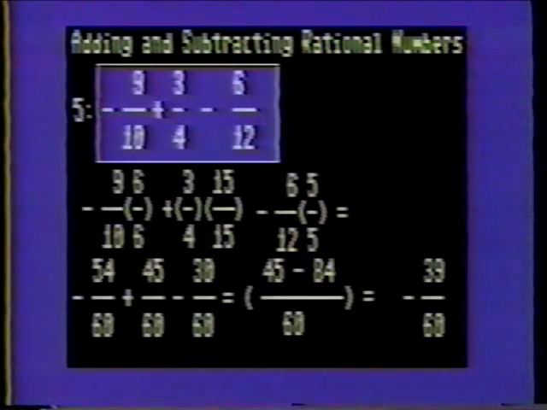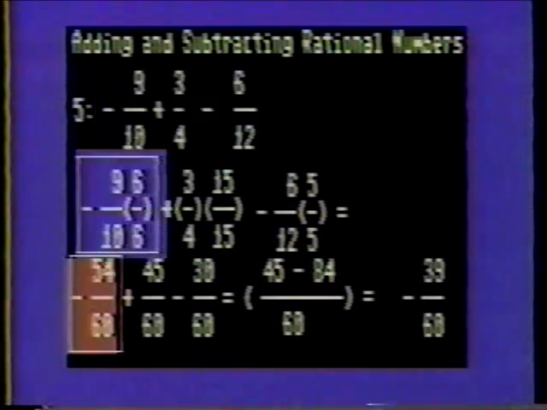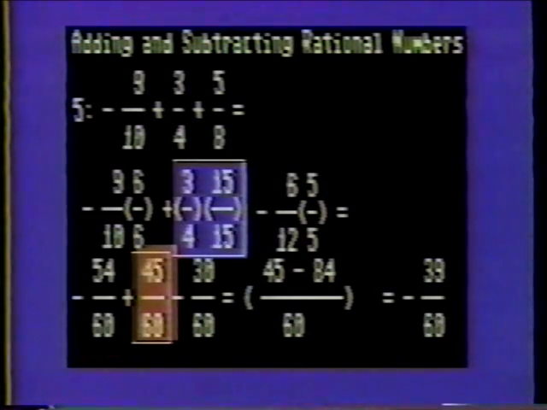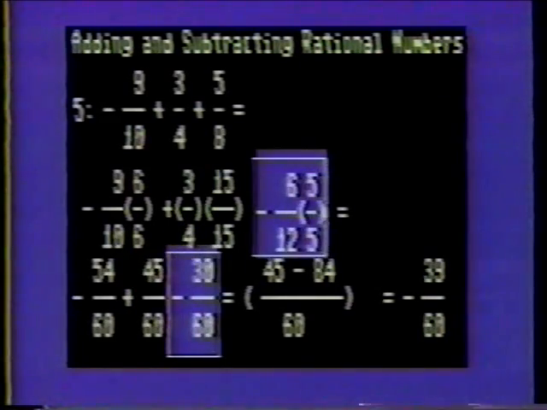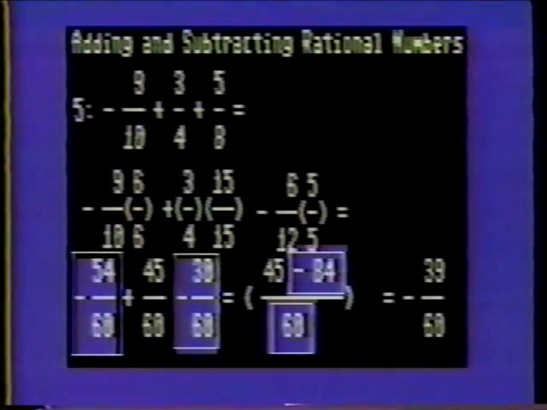Number 5, -9/10 plus 3/4 minus 6/12. The least common denominator is 60. Multiply -9/10 by 6 over 6 to obtain -54 over 60. Multiply 3/4 by 15 over 15 to obtain 45 over 60. And finally, multiply -6/12 by 5 over 5 to obtain -30 over 60.